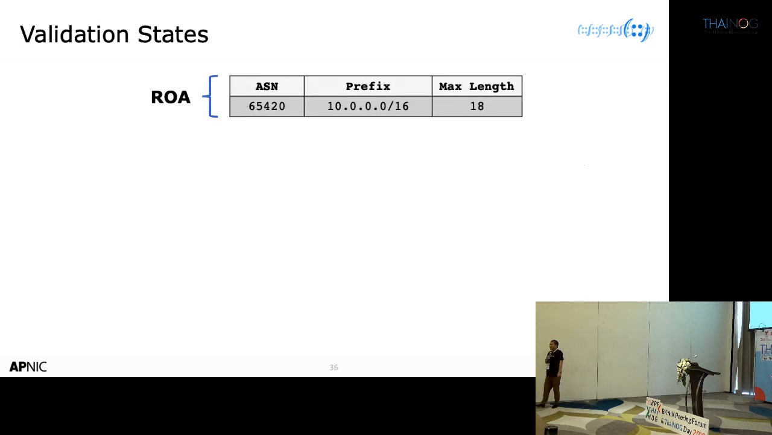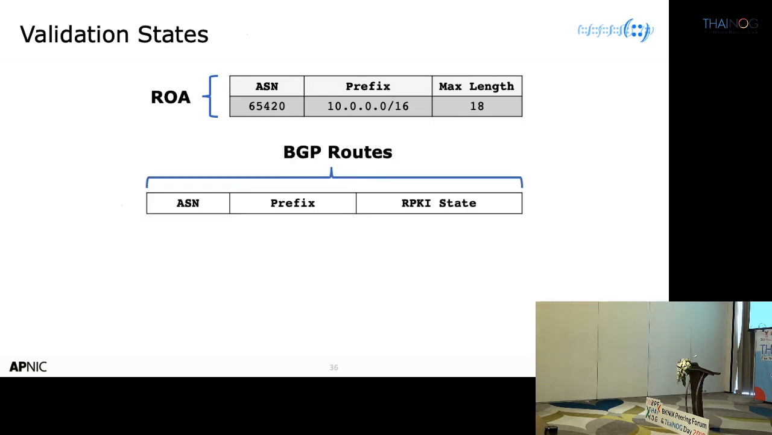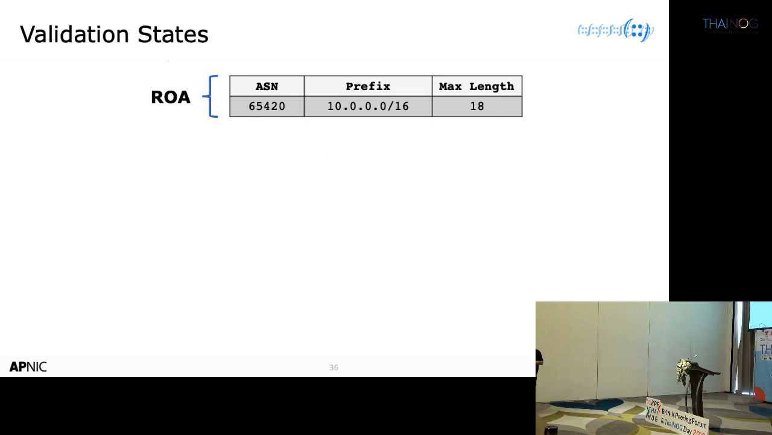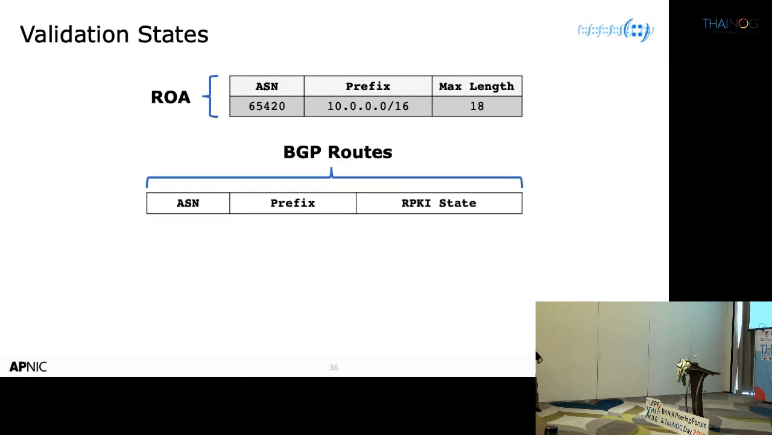Okay? So let's do a quick test. Here is a ROA. Right? What's the prefix? 10.0.0.0/16. What's the max length? /18. So it spans from /16 to /18. What's the origin AS? 65420. Okay, that's a ROA that I see. So that's the ROA that you see in your validated cache.